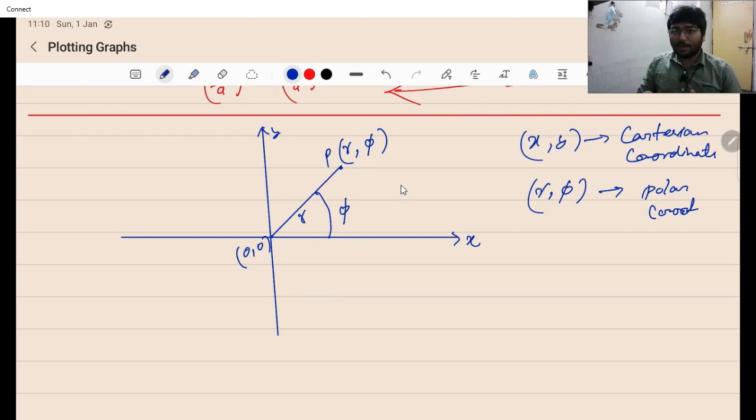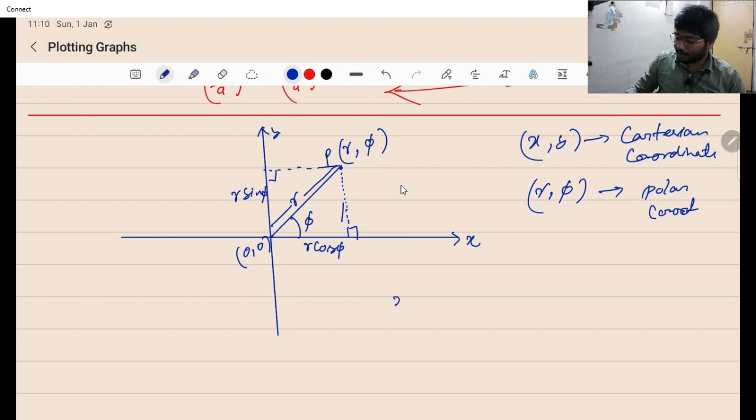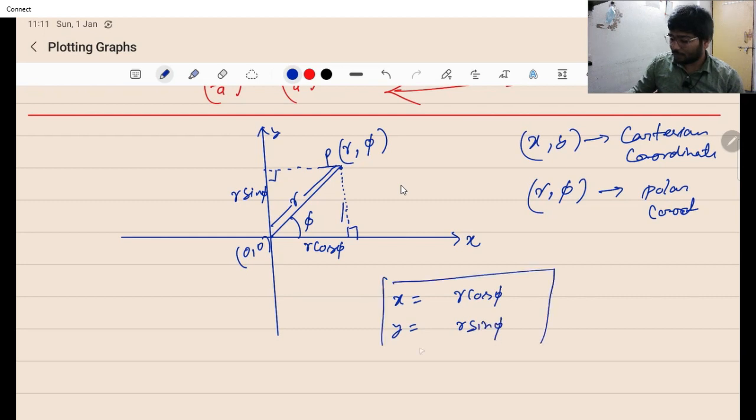If we want to make a relation between the two, how will we make that relation? So this length is r and this is phi. We will draw a perpendicular to the x axis like this. So this is phi, that's why this is r cos phi, and drawing a perpendicular to the y axis, this is r sin phi. So in this way both coordinate systems are related: x is equal to r cos phi and y is r sin phi, correct?